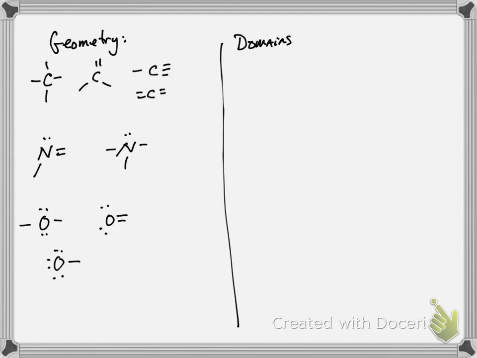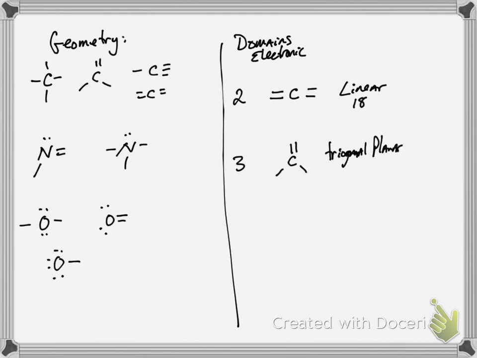Right, this leads to different domains. So there are only 3 electronic domains. There's the linear domain with 2 domains. There's the trigonal planar domain with 3. And then there's the tetrahedral domain with 4. Those are the only 3 electronic domains. So the electronic domain must be linear, trigonal planar, or tetrahedral. And the bond angles are 180, 120, and 109.